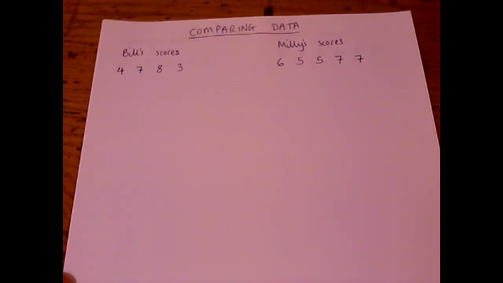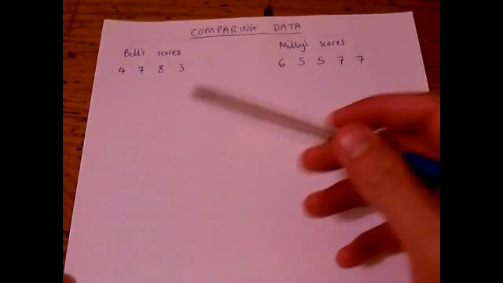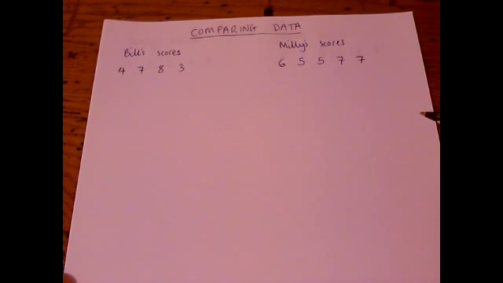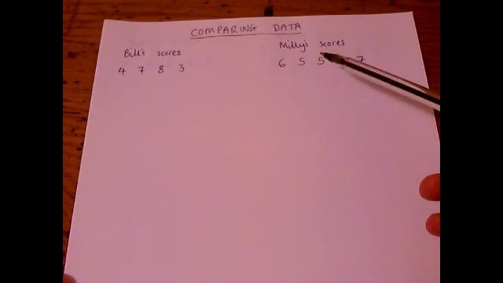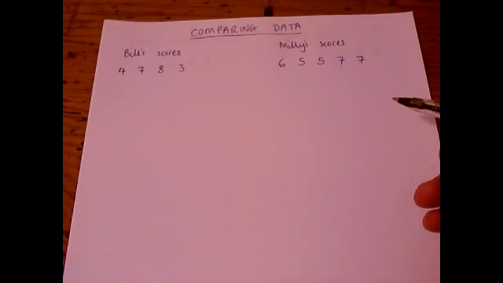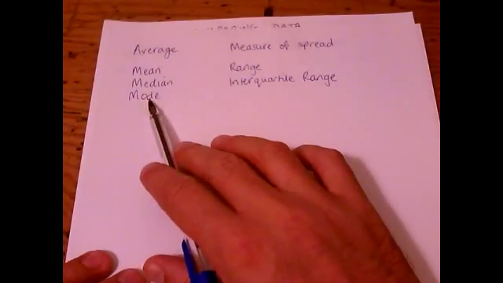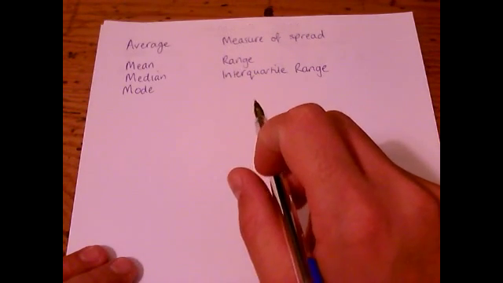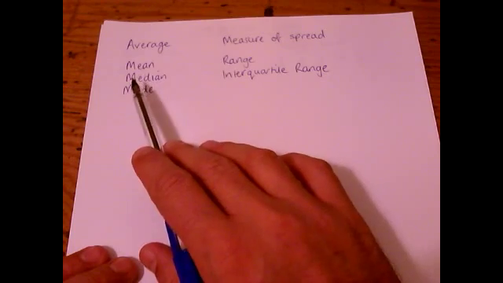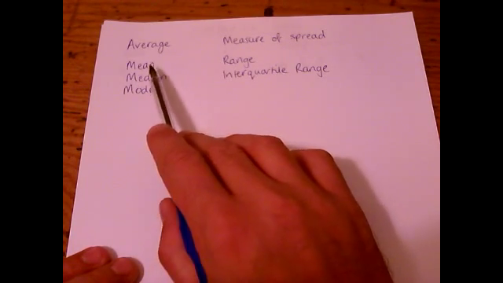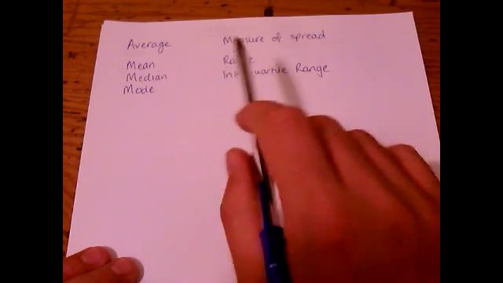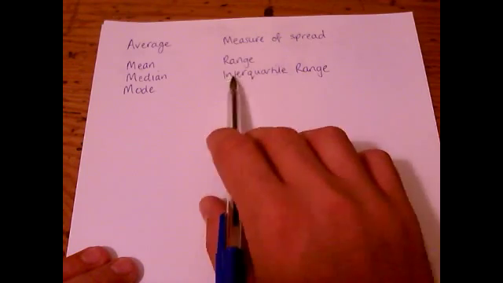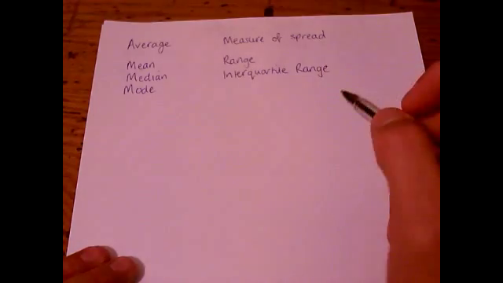In this video I'm going to show you how you can compare two sets of data from a list of numbers. It's important when you're comparing data to use an average and a measure of spread. And at foundation here you will need to know how to find the mean, the median, the mode, and the range. The interquartile range is higher tier.